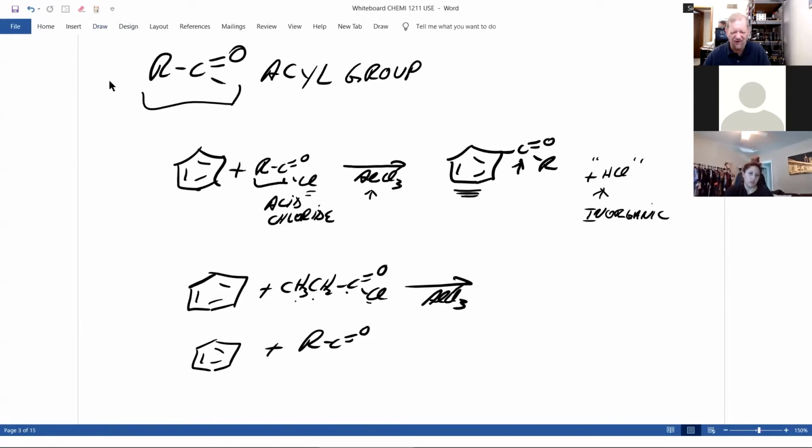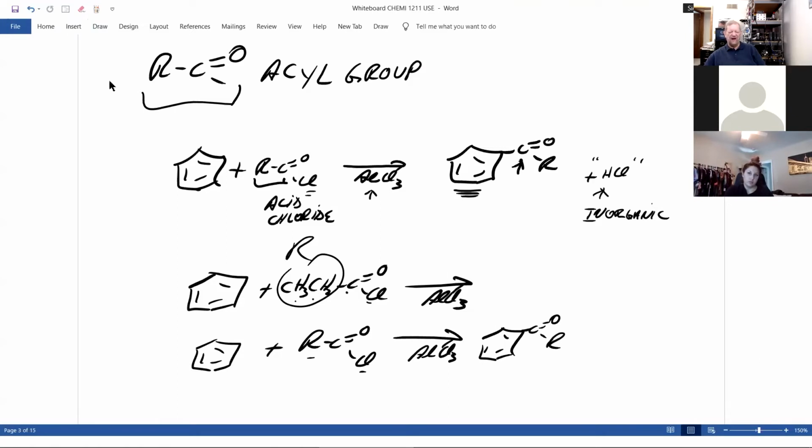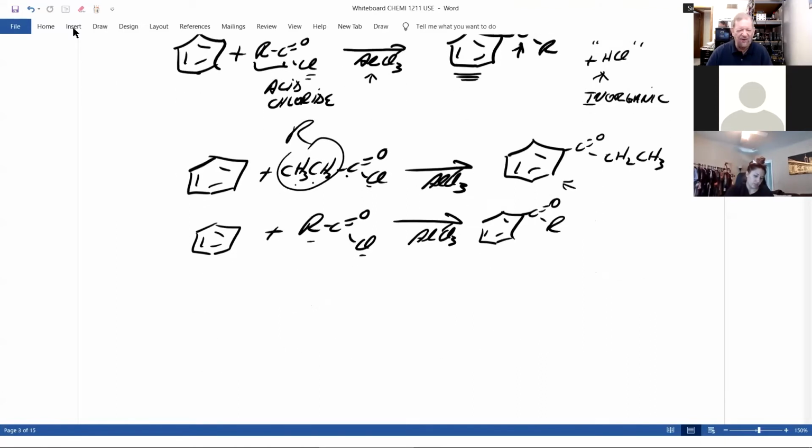And we have an acid chloride, carbonyl, carbon double bond oxygen with a chlorine and R group. This is my R group, and aluminum trichloride, and you get an aromatic ketone. In this case, what's my R group? Ethyl. So my product is this. And notice you have a ketone where, let's call it R prime, is a benzene ring. Aromatic ketone. Oh, that was fun.